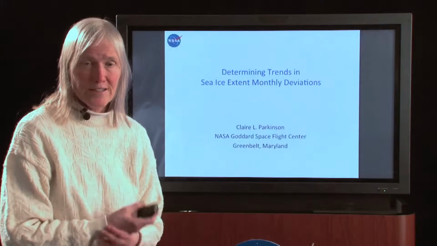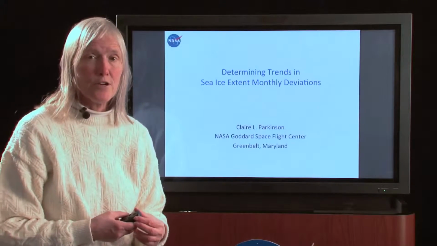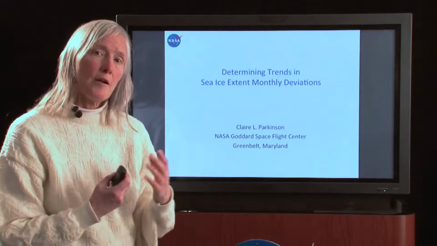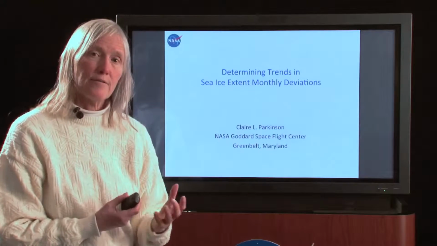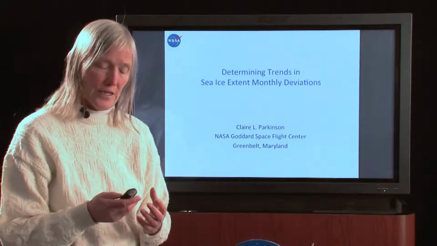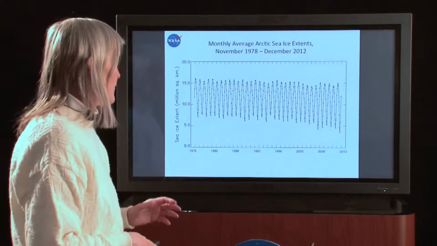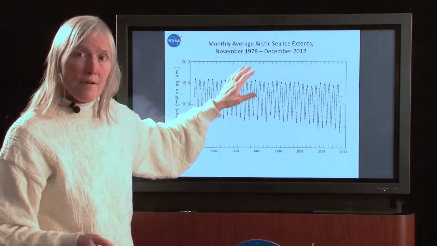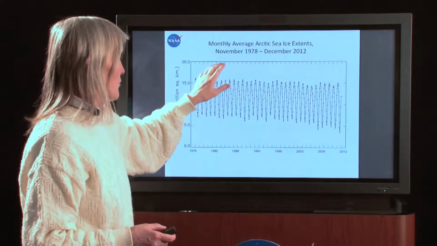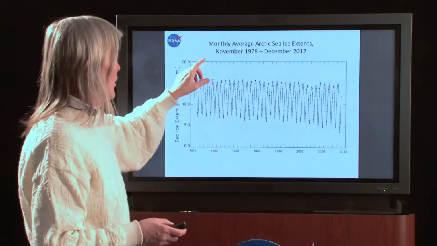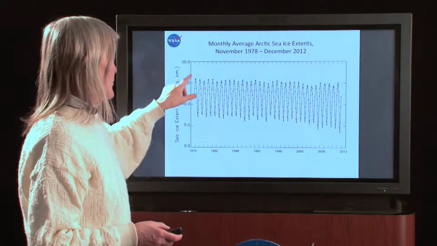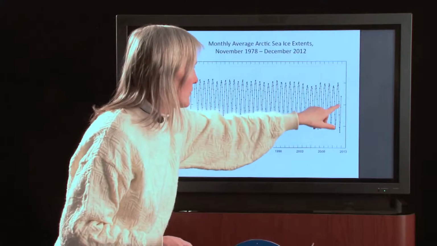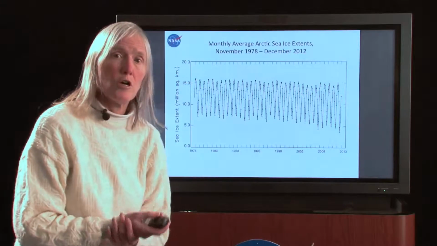I'm Claire Parkinson, a scientist at NASA's Goddard Space Flight Center, and this is the third of 3 videos on using math in some of our satellite data results, and in particular for sea ice. Now, in the first of the 3 videos, we came up with this plot of monthly average Arctic sea ice extents over the period of our satellite record, a particular record that starts with November of 1978 and goes through the end of December of 2012.